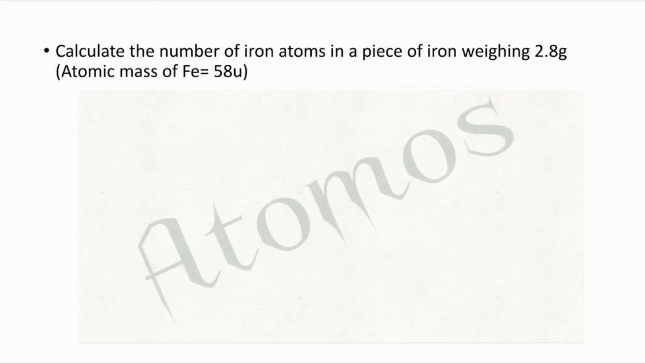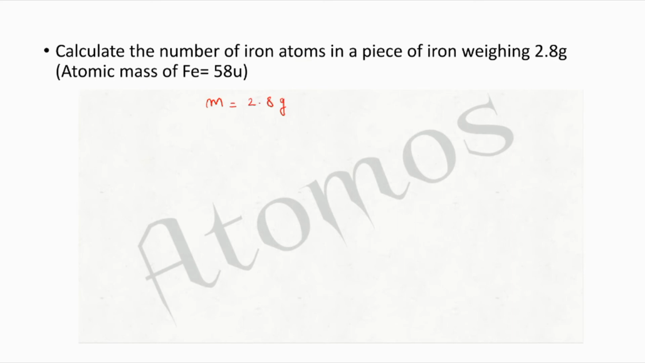Easy. Now, we are going to try a similar problem. Calculate the number of iron atoms in a piece of iron weighing 2.8 gram. Atomic mass of iron is also given. Here they are not asking the number of moles, but they are asking the number of iron atoms. So, how will we do that? We will try it. Given mass M will be equal to 2.8 gram.